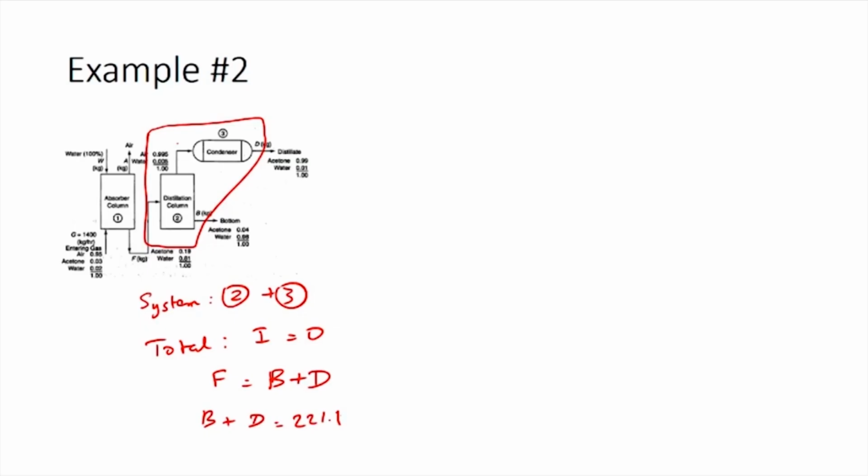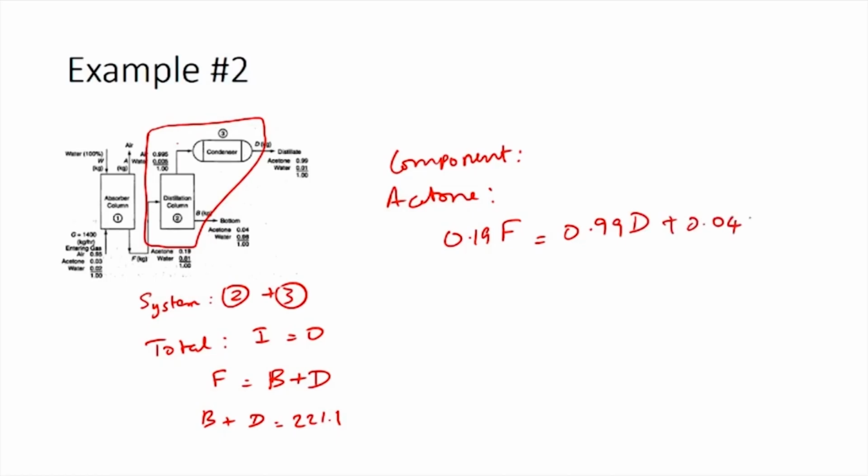Now we can write component balances. We can write the component balance for acetone, which would be 0.19 times F equals 0.99 times D plus 0.04 times B. Now we have two equations, equations 1 and 2, which contain only two unknowns. So these two equations can be solved simultaneously to get the values for B and D.